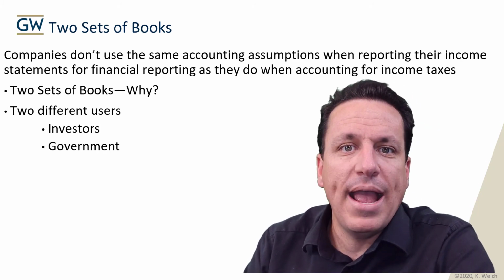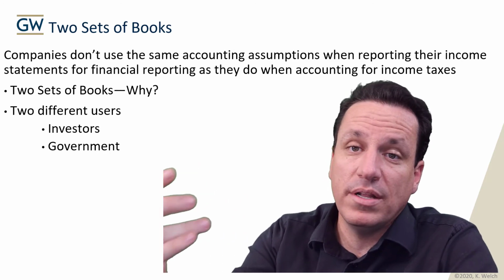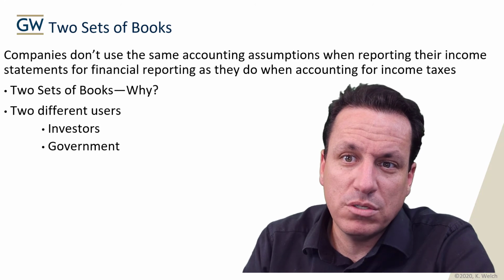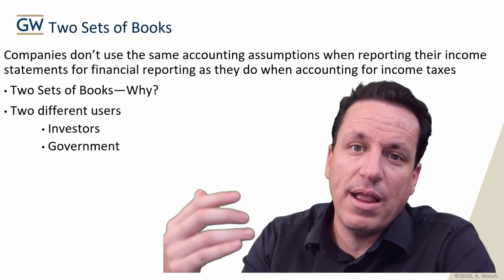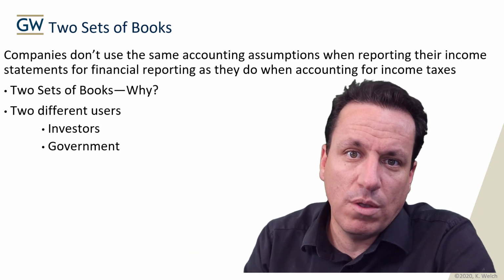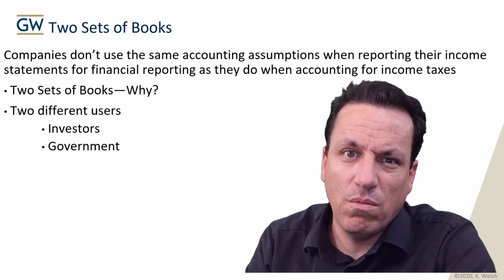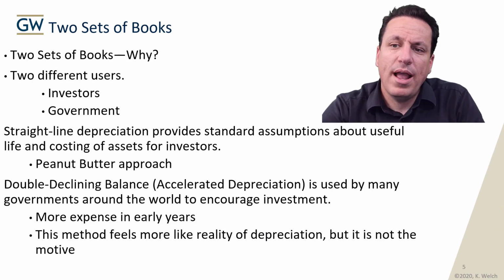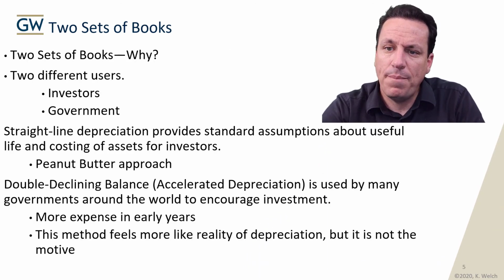And so the government might have a different incentive and might say, oh, I'm going to allow certain depreciation methodologies. And investors just really want to have some sort of accurate allocation. So the government might provide some benefit to buying new equipment and updating equipment and things like that. Whereas investors, we just want to make sure that things are running right and we're getting a good return. So straight line depreciation provides a standard assumption about the useful life and costing of an asset for investors.